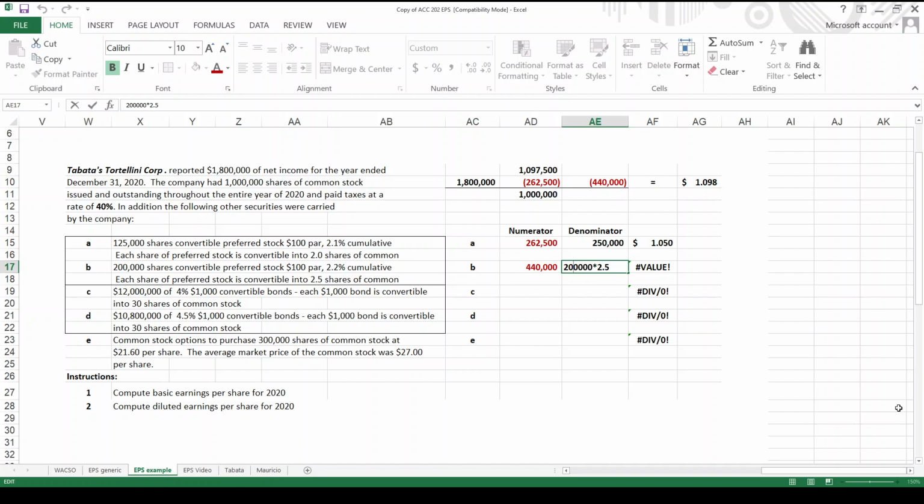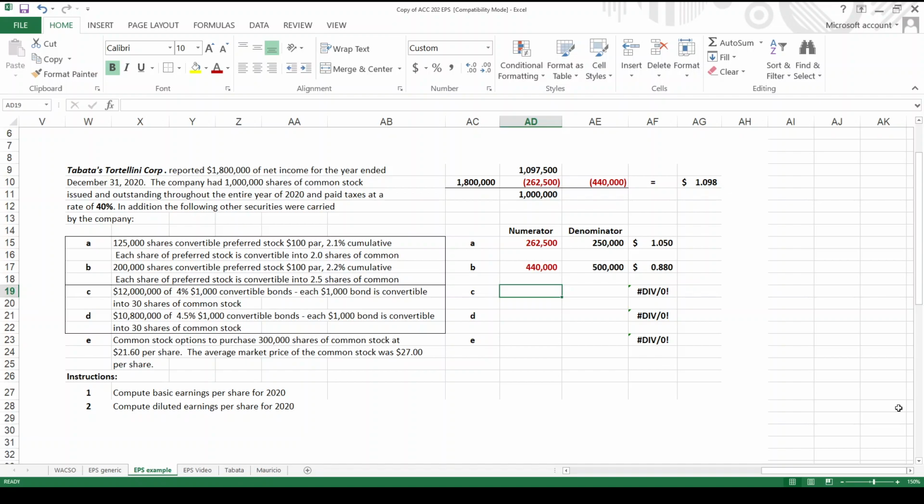I've lost control of the spreadsheet. 500,000 shares. 200,000 times 2.5 is 500,000. Comes out to 88 cents. And it looks like if we throw that into the mix, that will definitely decrease our EPS. All right, let's do the bonds.